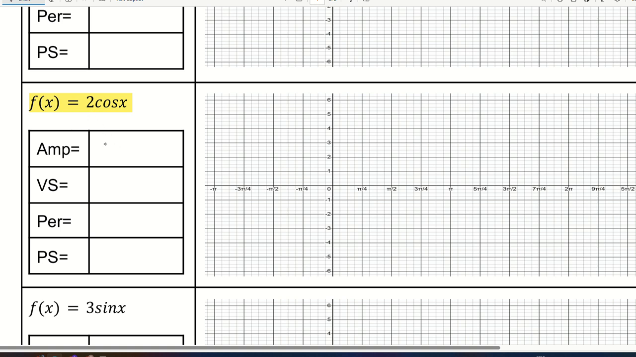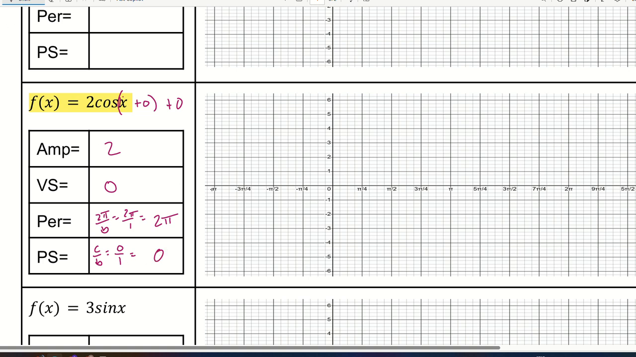2 is our a value, so that's our amplitude. The vertical shift, even though you can't really see it, there is a +0 there because we don't need to write +0. The period is always 2 pi over b, and the b, the coefficient in front of the input, is 1. So that's 2 pi over 1, which is 2 pi. And then our phase shift, even though you can't see it, there's a +0 inside this input, is c over b. Well, that would be 0 over 1, which is 0.